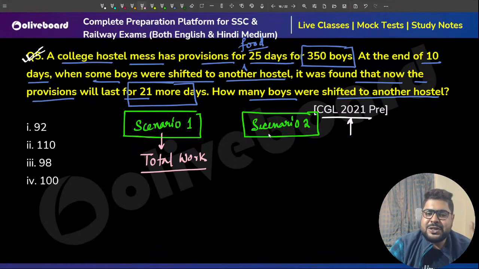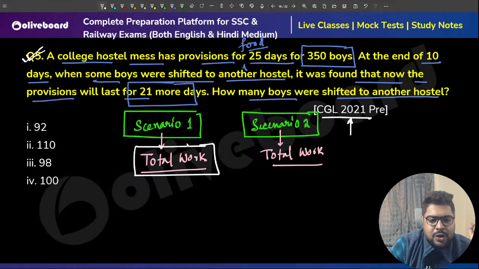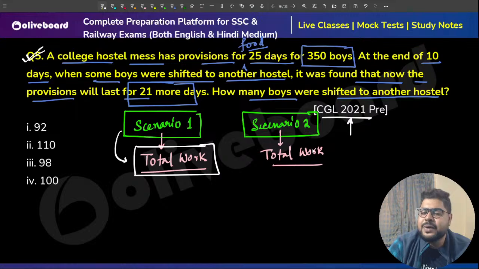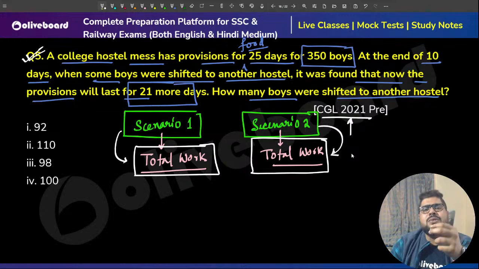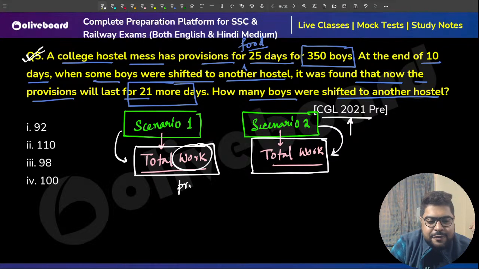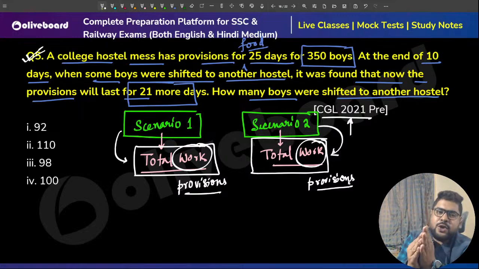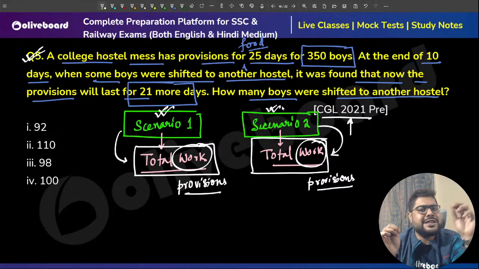So this is total work. Both are total work. So I'll figure out the total work from scenario number 1 and I'll figure out the total work from scenario number 2. Now we'll say, sir, this is not work. If the story changes, we'll modify our story a little bit as well. So instead of work, it will be total provisions. Here also, it is total provisions. So I'll equate the provisions from both the scenarios. That is how you should approach MDH type questions.